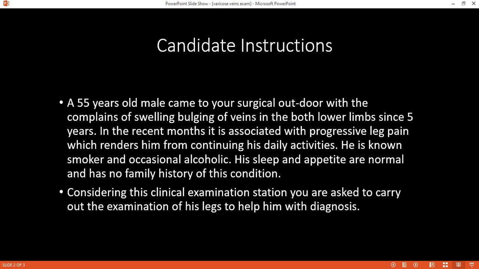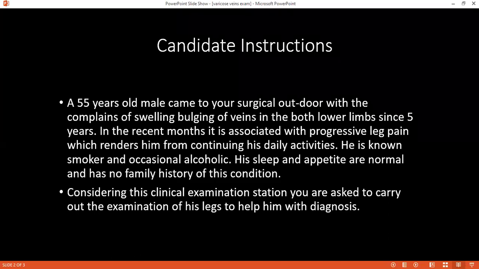Then I would also want to conduct a Perthes test, to know if there is any deep venous thrombosis. I would apply my tourniquet and tell the patient to stand on tiptoe.